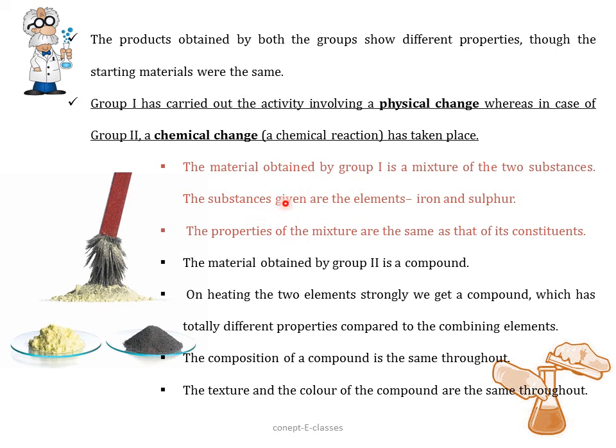So we can say that the first material obtained by group 1 is a mixture, and this was actually a physical change. No new product was formed. Now the material obtained by group 2 is actually a compound. Why do we say it is a compound? Because on heating these two elements, we got a compound which was totally different, and it had different properties compared to the combining elements. The composition of the compound is the same throughout, and the texture and color of the compound are the same throughout as well. So here a chemical change took place because a new substance, a compound, was formed.